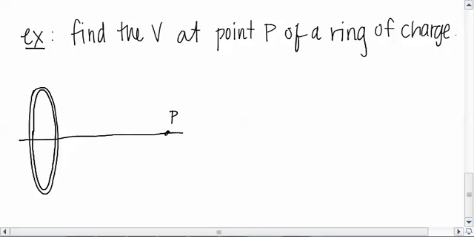Does this look familiar? Have we found the electric field at point P due to this charged ring before? We summed up all the electric field contributions. So now we're going to sum up all the electric potential of all these charges. And we'll say this distance from the center point of the ring to point P is x. Let's let the radius of our ring be a so that our r's don't get all difficult.